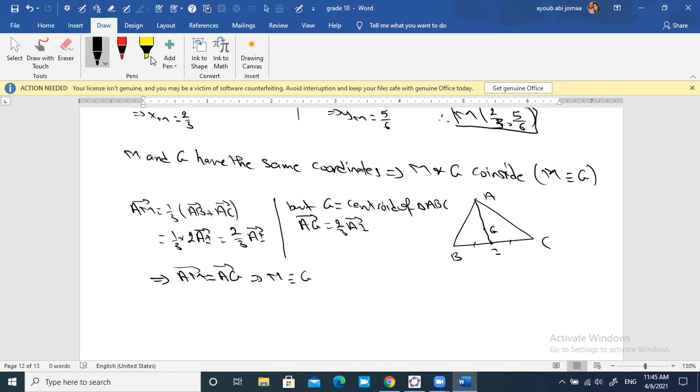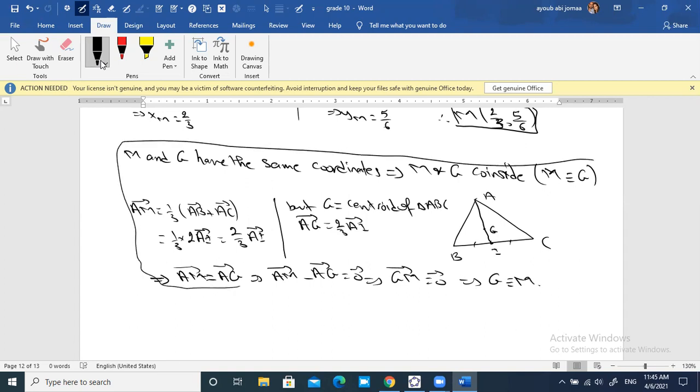If you want more details, move AG to the left side: AM minus AG is equal to 0. And so GM is equal to 0. GM is a zero vector. It means that G is equal to point M. G and M coincide. This is not part of the solution, just a digression if you want.